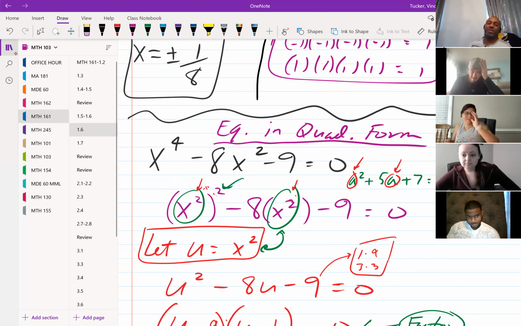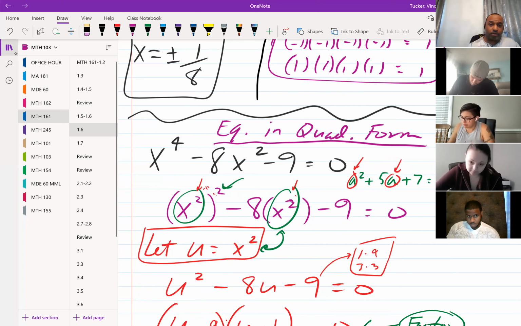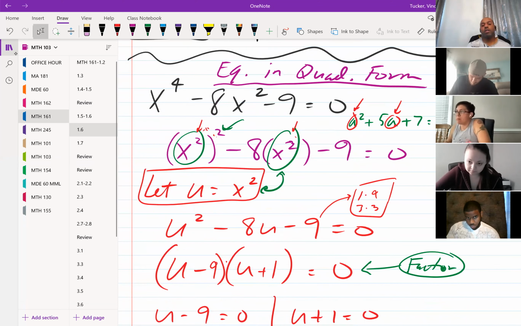But once you have your equation in quadratic form, you can go ahead and execute your quadratic methods, whichever way you like the most. I'm going to go ahead and factor that. But if you want to lean on the quadratic formula, you can do that as well. You'll still get the same answers. All right. I think we're good right there. So u squared minus 8u minus 9 will factor down to (u minus 9)(u plus 1), and you can set each part equal to 0.